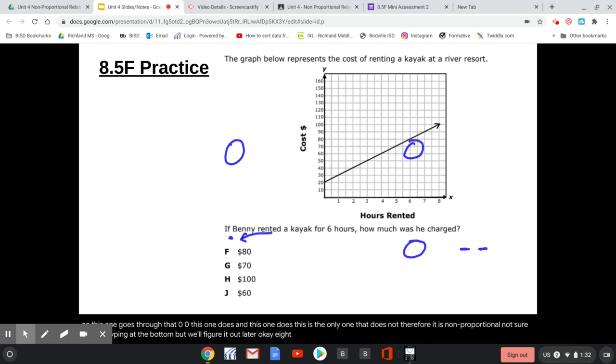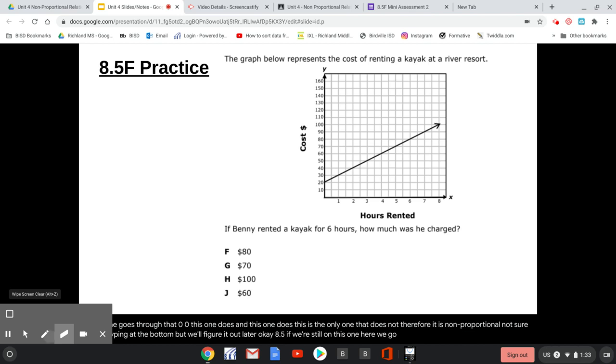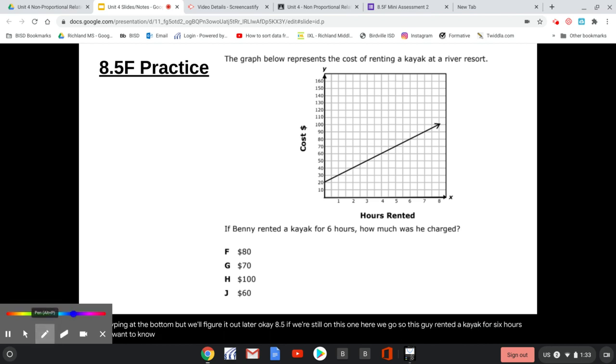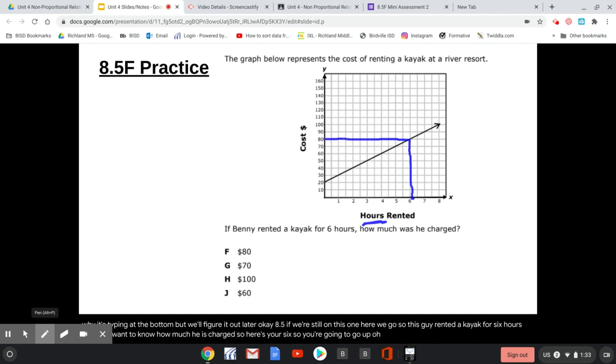Okay, 8.5F, we're still on this one. Here we go. So this guy rented a kayak for 6 hours, and they want to know how much he is charged. So here's your 6. So you're going to go up, over, and you can see that he was charged $80. That's it. That's all you have to do.